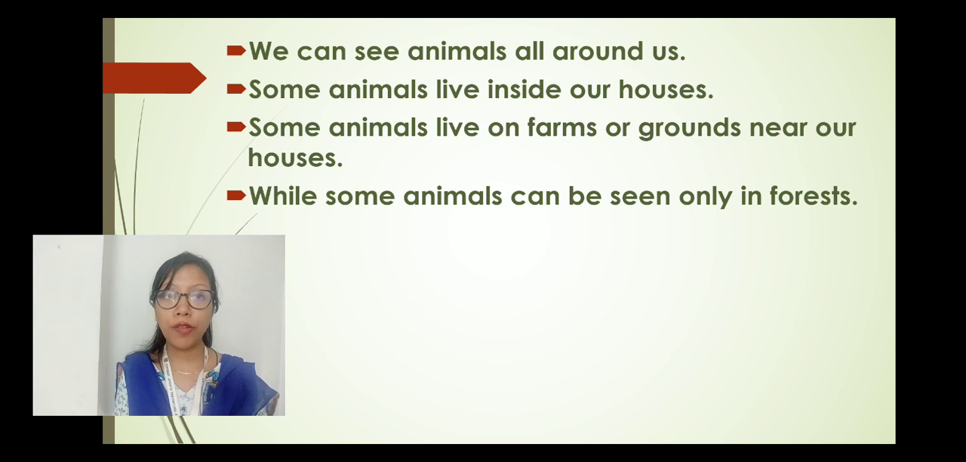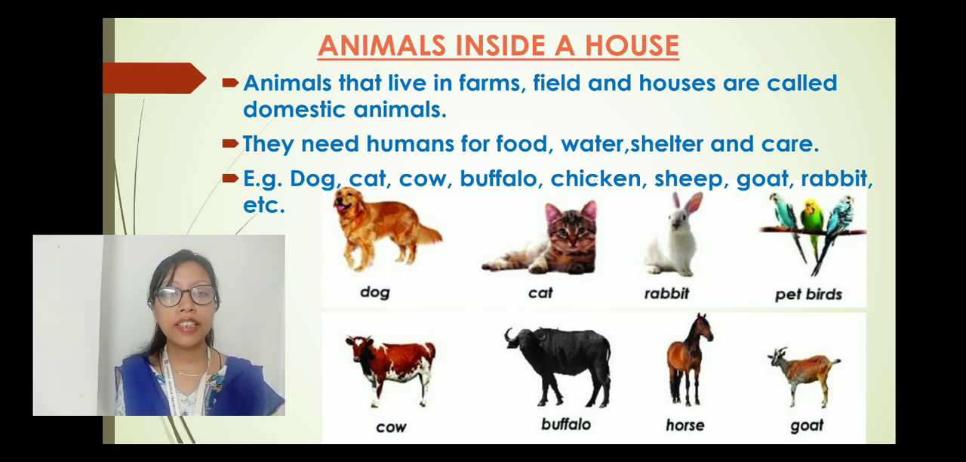So now we have come to know that some animals live inside our houses, some live on the farms, while some live in the forest. So these are some of the different types of animals that we find. Now let us come to the animals inside a house.